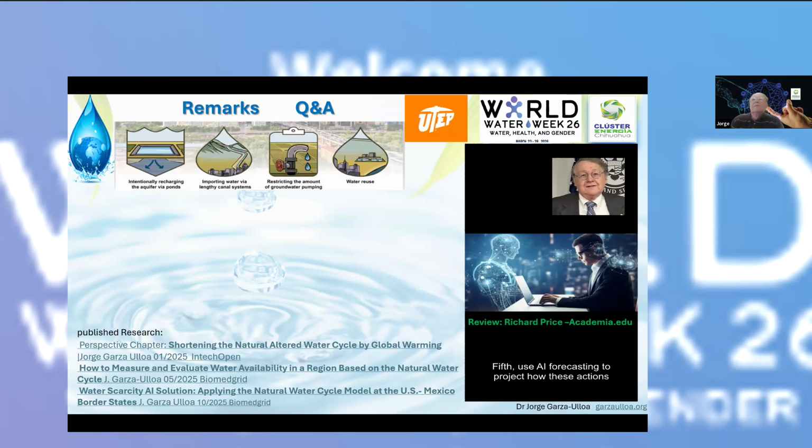Fifth, use AI forecasting to project how these actions might play out. Could we reach, say, a totally sustainable water balance by 2045? What would it take? Now, it's super important to recall that this isn't a magic formula or a guaranteed fix. The research lays out a vision, kind of like a set of blueprints, not a construction order.